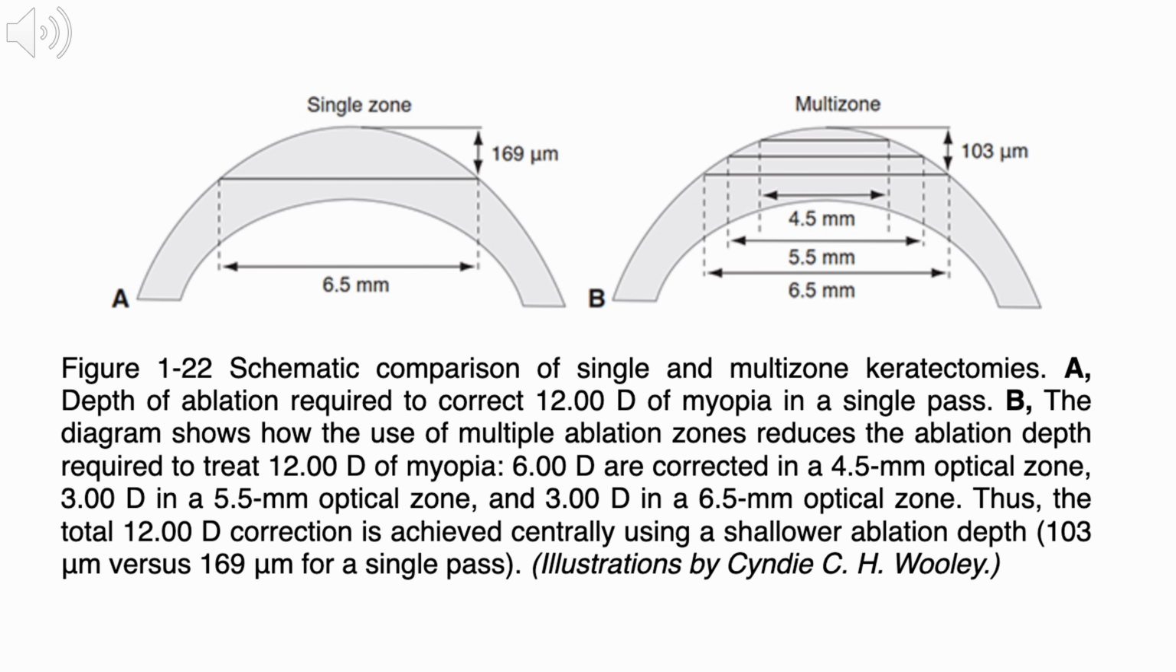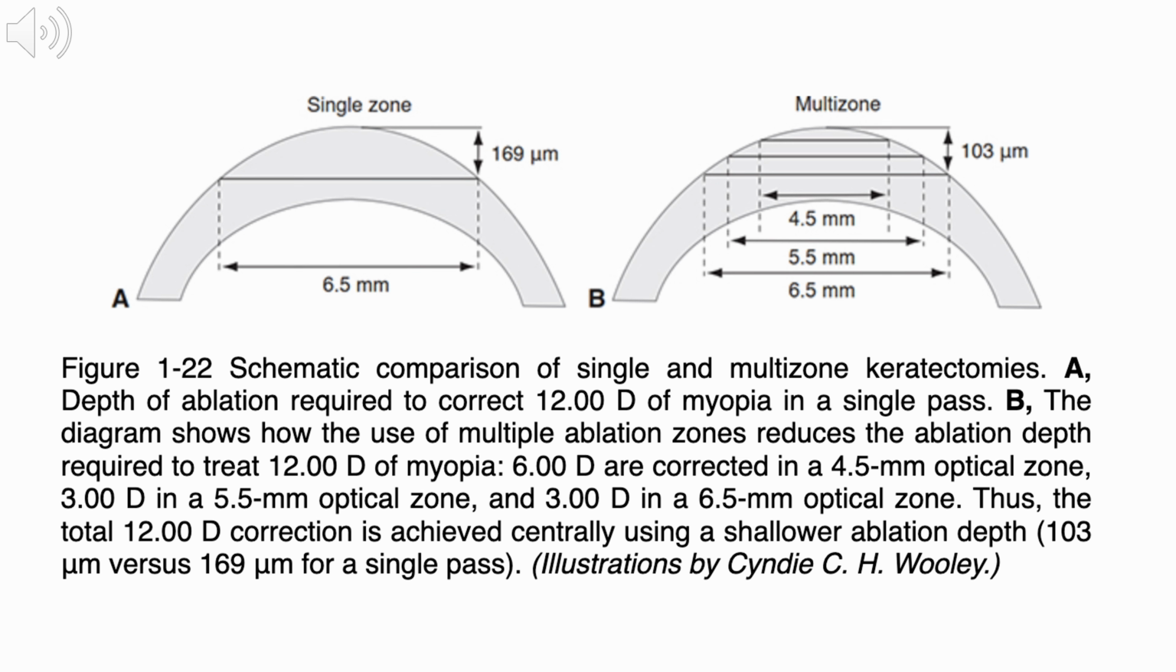This figure shows why multi-zone ablation is so important for tissue preservation. On the left is a single-zone treatment correcting 12 diopters of myopia in one pass over a 6.5 millimeter optical zone. Because ablation depth scales with the square of the optical zone, this requires a deep central ablation, about 169 microns. On the right is a multi-zone approach, achieving the same 12 diopter correction, but in stages. 6 diopters are corrected in a smaller 4.5 millimeter zone, 3 diopters in a 5.5 millimeter zone, and the remaining 3 diopters in a 6.5 millimeter zone.